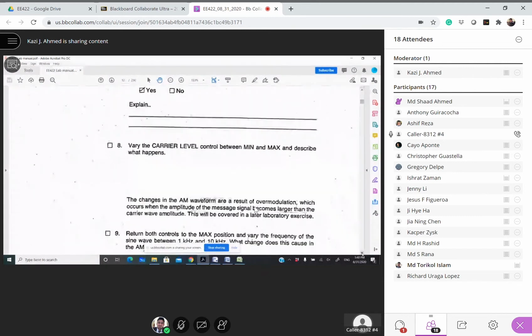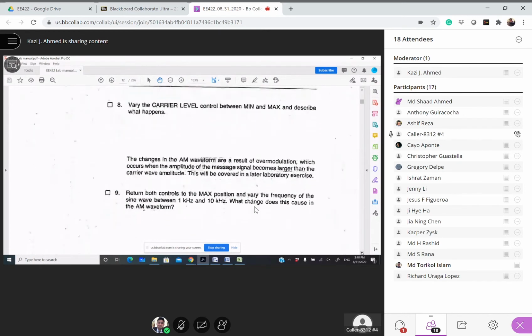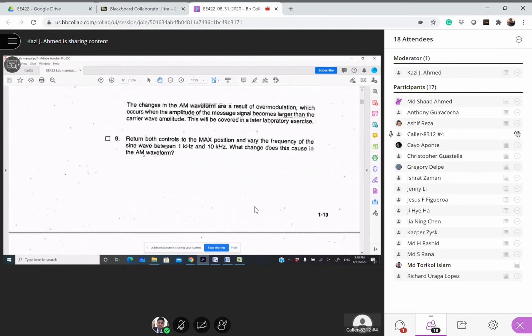Okay, and the waveforms are a result of, as you see, overmodulation, which occurs when the amplitude of the message signal becomes larger than the carrier wave amplitude, as you see here. So this is going to happen. Return both controls to maximum position and vary the frequency of the sine wave between 1 to 10. What changes?